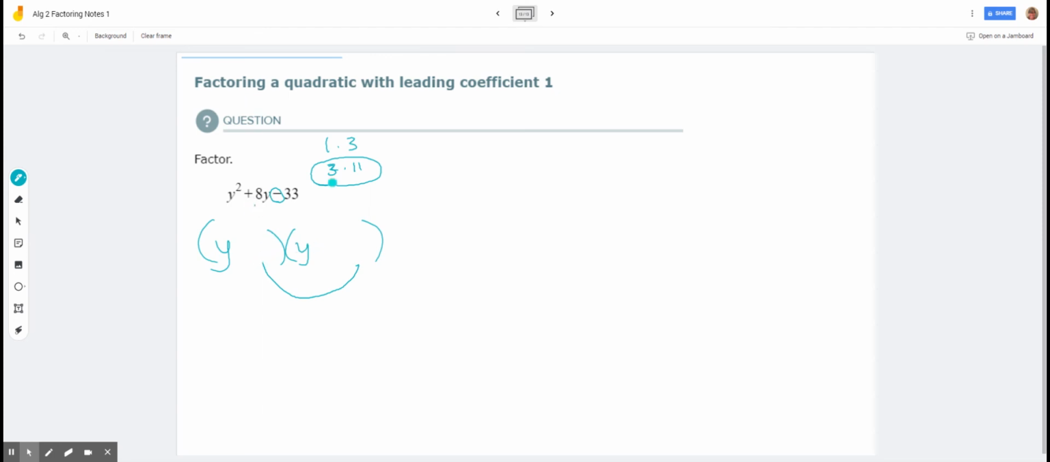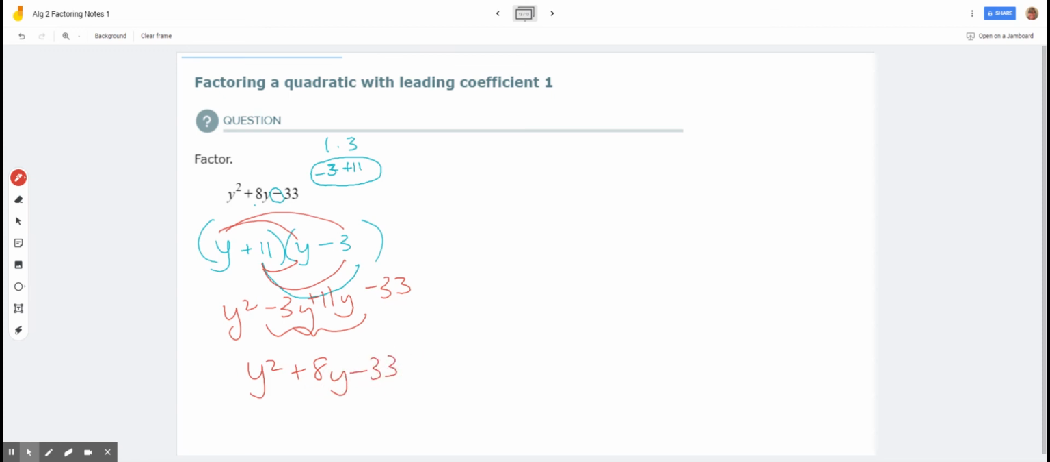How can I get a positive 8? It has to be a positive 11 and a negative 3, because when I add plus 11 and negative 3, I get positive 8. So plus 11, minus 3. And let's check it. Y times y is y squared. Y times negative 3 is negative 3y. 11y minus 33. And that's plus 11y. Combine like terms: y squared plus 8y minus 33. Is that what we wanted? Check. It is. And that's it for the easy factoring. The next factoring video has all the hard stuff on it.